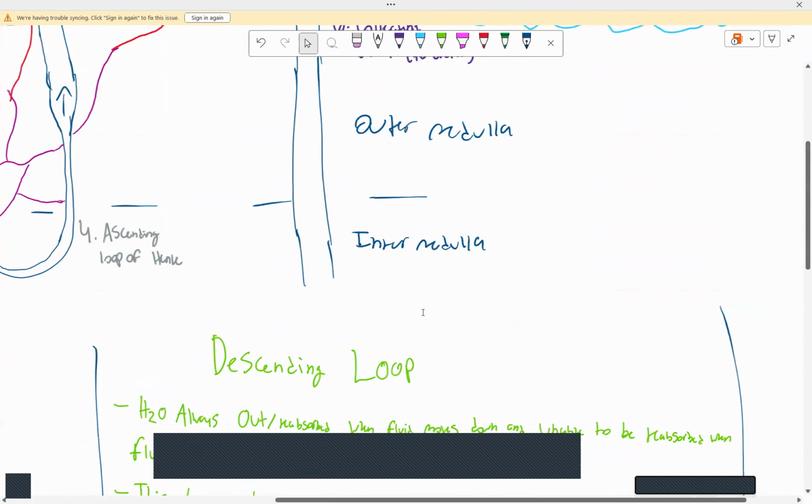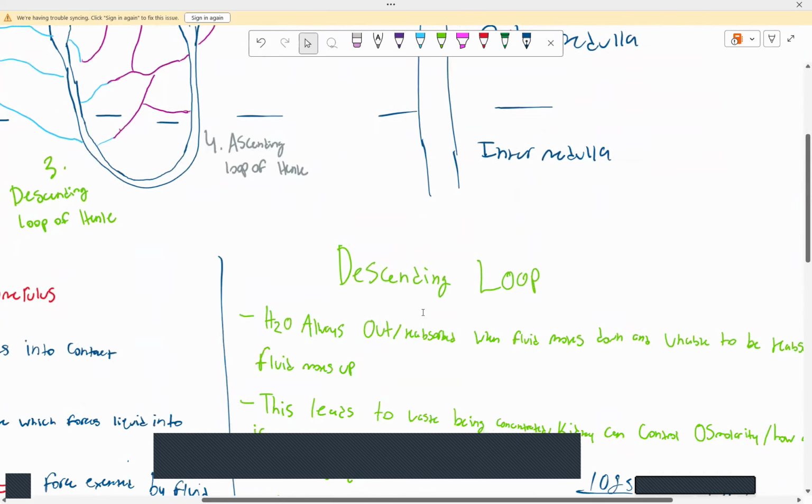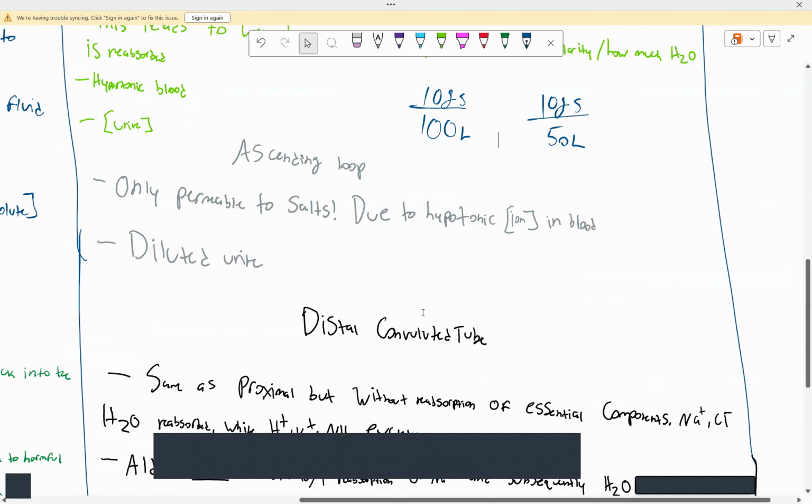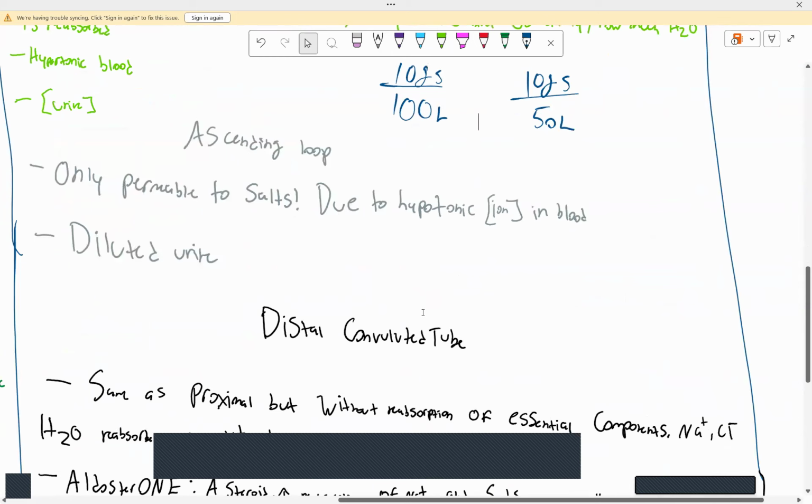And then we have the ascending limb of the loop of Henle. This is only permeable to salts, so Na+ and Cl-. This is due to, as I was saying, hypotonic blood, because there is a low concentration of salts in the blood. So the sodium and chloride will leave to try and make it more hypertonic because your body wants equilibrium, and water this time isn't going to follow. That's important to keep in mind.